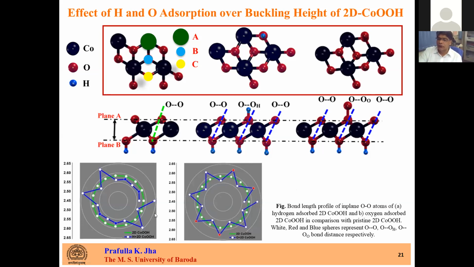And this is the bond length profile of the in-plane oxygen atom. In this, basically, hydrogen adsorbed two-dimensional COOH and oxygen adsorbed two-dimensional COOH are shown in comparison with pristine 2D COOH. White, red, and blue squares represent the OO, OOH, OO bond distances respectively. And what we basically see is that there is some kind of a disruption, right? This is because of the hydrogen adsorption and oxygen adsorption. Here it is hydrogen, here it is oxygen, and therefore you can see that some kind of distortion is observed, but that is the proof that it has been adsorbed, right?